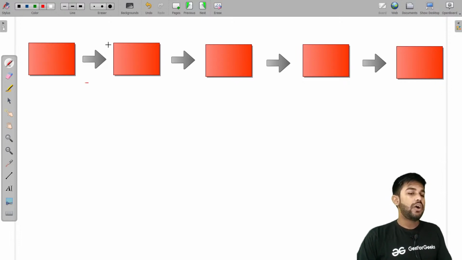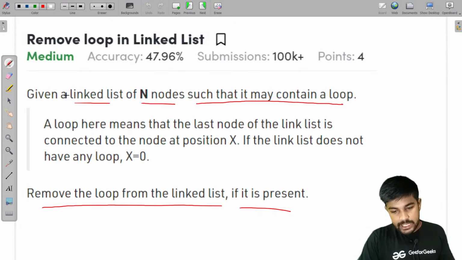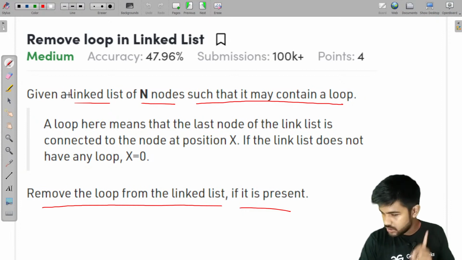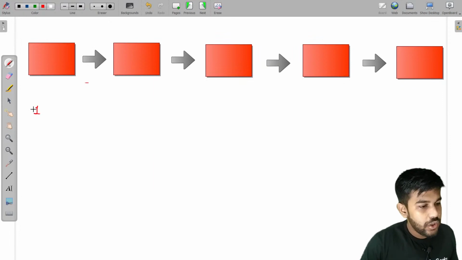Now there are two aspects of solving this question. The first is that we need to know if the linked list contains a loop or not. That is the first thing.